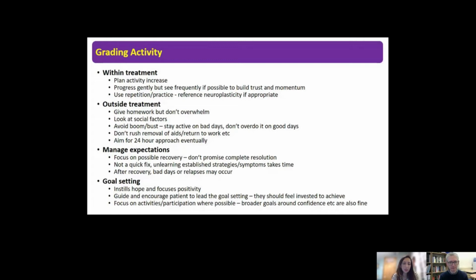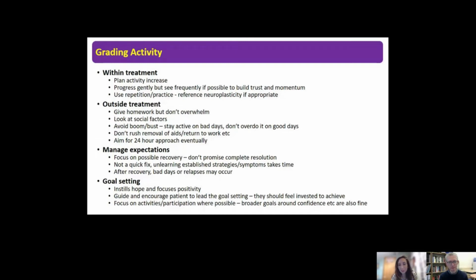Manage their expectations. I think it's really important to focus on possible recovery and explain that it is possible for some patients, but it's not necessarily expected for all. This isn't a quick fix, and it does take time to learn new movement strategies, and also be realistic that bad days and relapses might occur. Using goals to instill hope and focus positivity can be really helpful. And also, I think getting the patient involved in that goal setting makes them more invested to achieve.